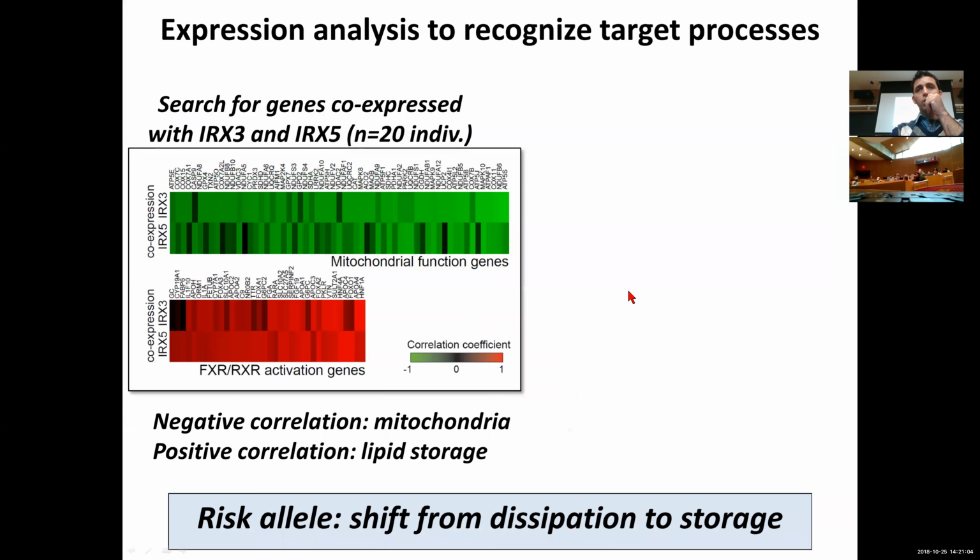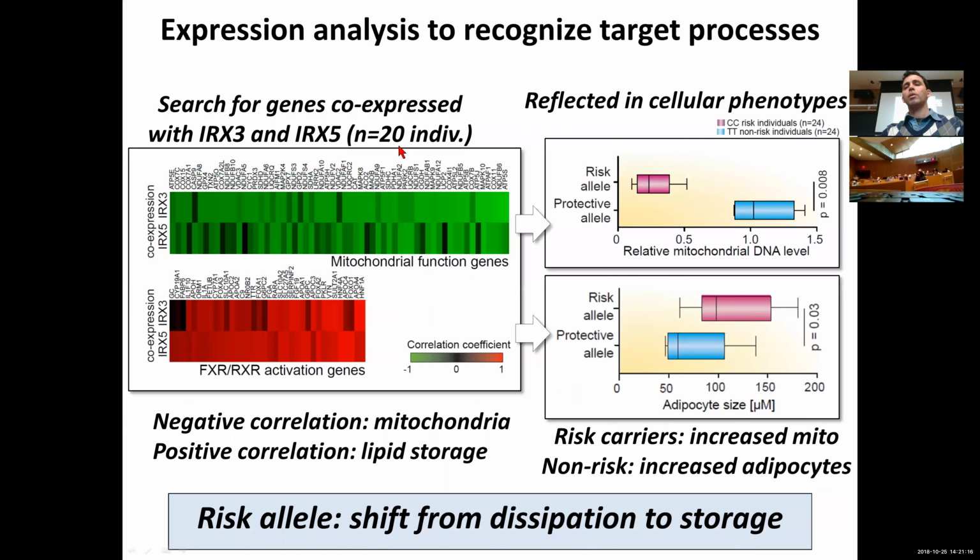Okay? So what Melina did was a correlation analysis to look at the expression of IRX3 and IRX5 in relationship with every other gene in the genome across 20 individuals. And what she found was that IRX3 and IRX5, both of these target genes, were positively correlated with lipid metabolism and negatively correlated with mitochondrial function. That suggested that as the genes become de-repressed, you're switching away from mitochondria and into lipid metabolism.